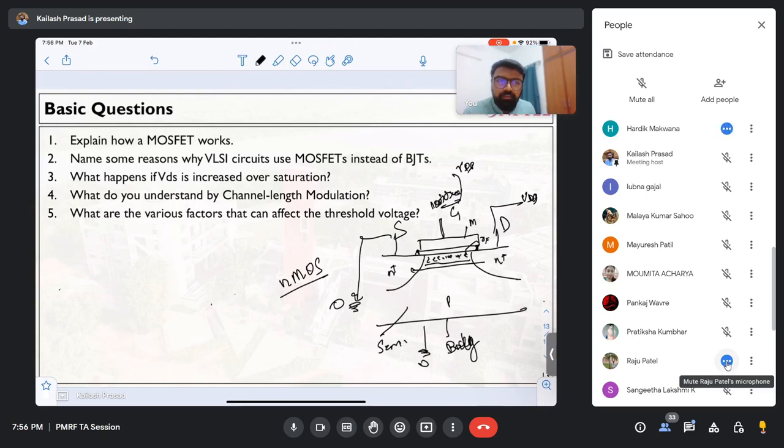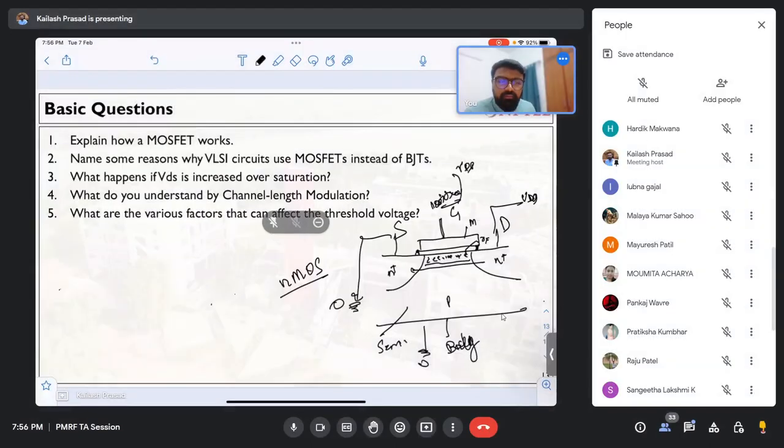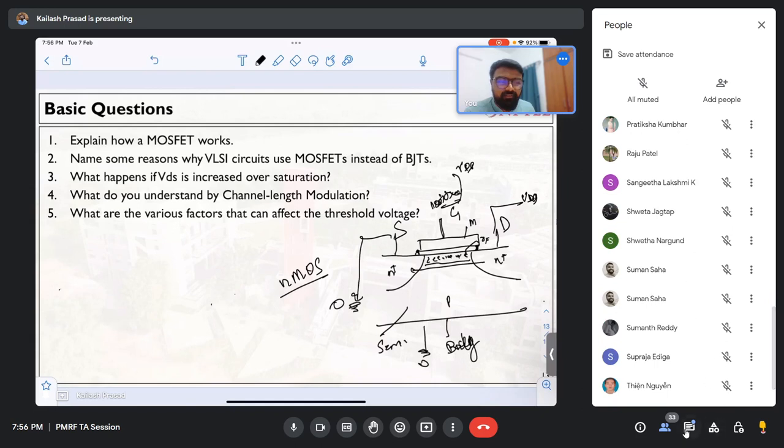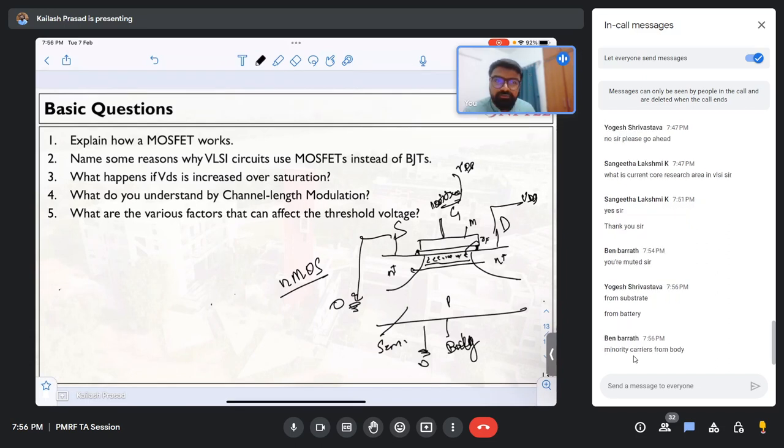From source. Okay, Hardik is saying from source. Any other answers? Okay, from battery. Okay, everything will come from battery itself. But what I was asking is, within the transistor, where is it coming from? So I have four places. Actually, three places: source, drain, and bulk.